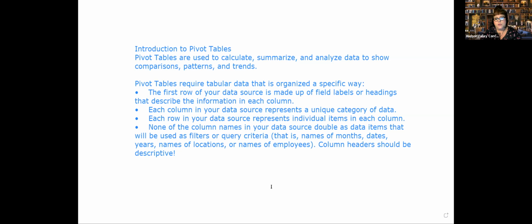Pivot tables in and of themselves work with tabular data, very similar to what you've been working with in class: data sets that have columns and rows, preferably with headers at the top, because you need to be able to identify what each heading is. And then they should be descriptive. Your first row should definitely be labeled in a way that you would know what it is. You don't want Column A, Column B, and those kinds of things. It's kind of ambiguous. Every column should have a unique category of data.